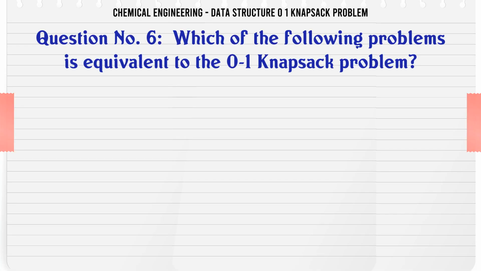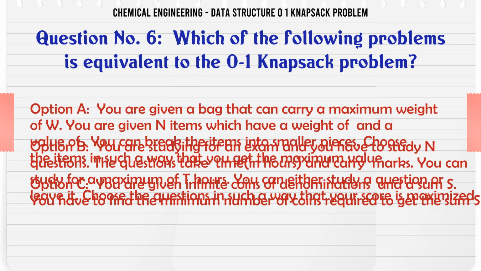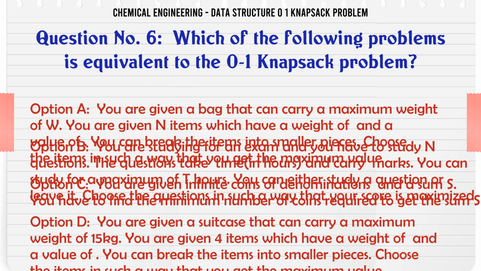Which of the following problems is equivalent to the 0-1 knapsack problem? A. You are given a bag that can carry a maximum weight of W. You are given n items which have a weight of W1, W2, W3, Wn and a value of V1, V2, V3, Vn. You can break the items into smaller pieces. Choose the items in such a way that you get the maximum value.